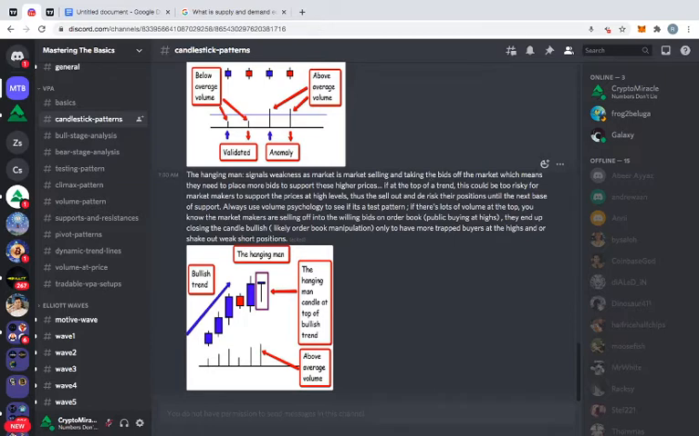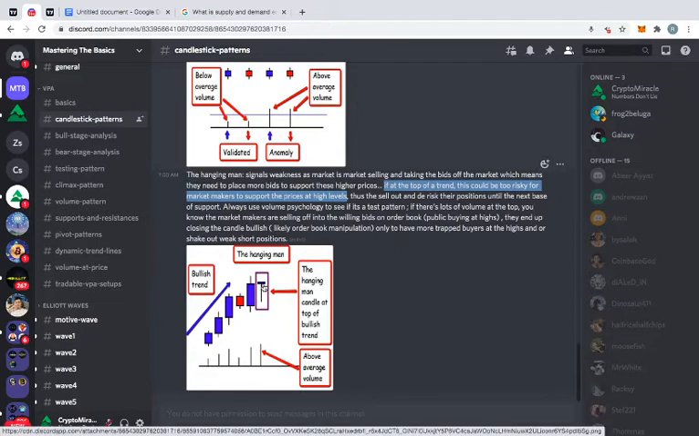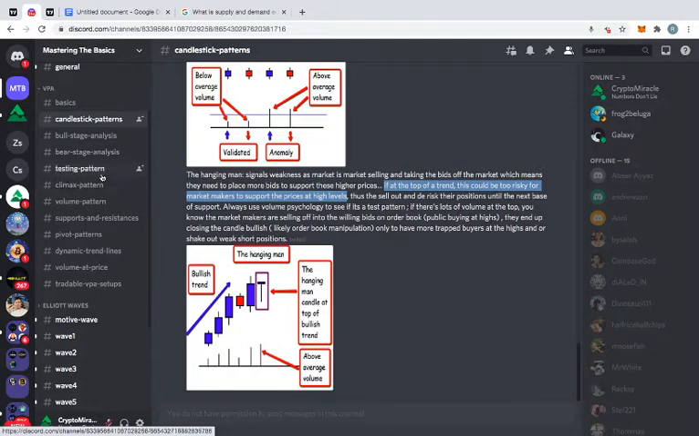This is market selling and taking bids off the market, right? They're selling on the order book, you can see by the wick. But what happens is, if it's at the top of the trend, it could be too risky for market makers to support the price. So you've got to really think about how the market makers are thinking about the market. They might not want to buy here because it's so high, and they can buy a little bit lower and reaccumulate. So instead, they do what's called a test. And we're going to talk about that later.